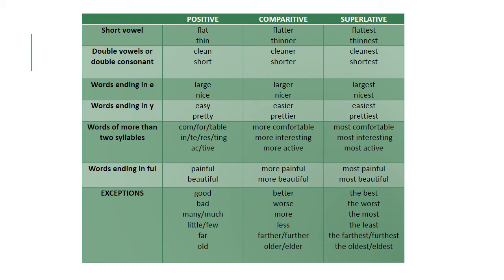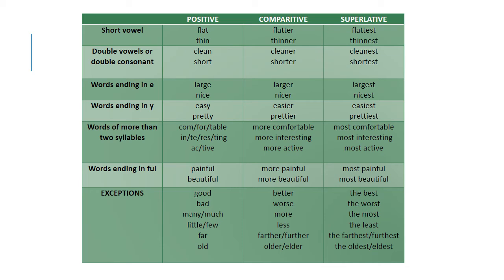When working with a short vowel in positive, for example, flat and thin, the A and the I are short vowels. So what is going to happen is the consonant is going to double, so it will be double T, double N, and then you only add ER to the comparative and EST to the superlative. Then when working with double vowels or double consonants, for example, clean, the EA is a double vowel, and then the double consonant RT at the end, you're only going to add ER to the comparative word and EST to the superlative.